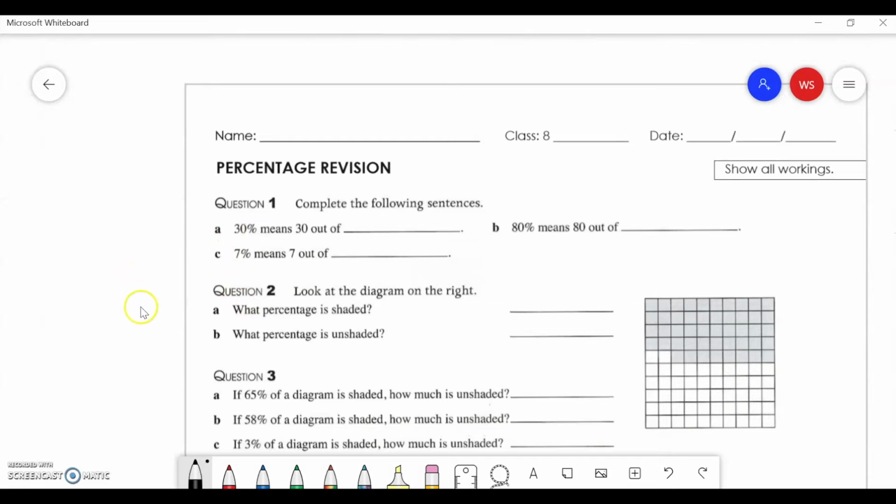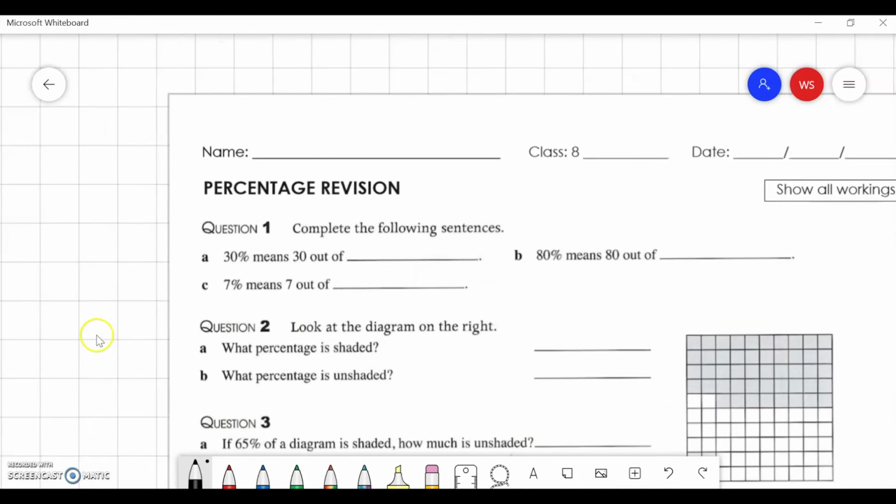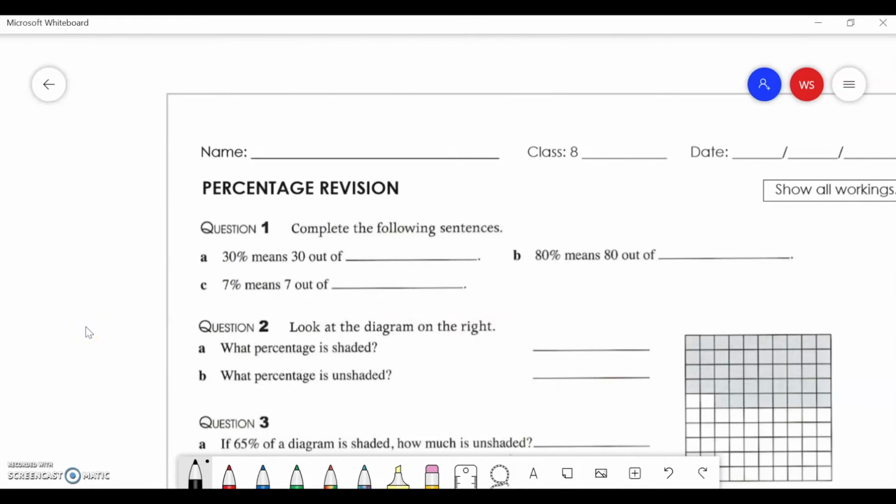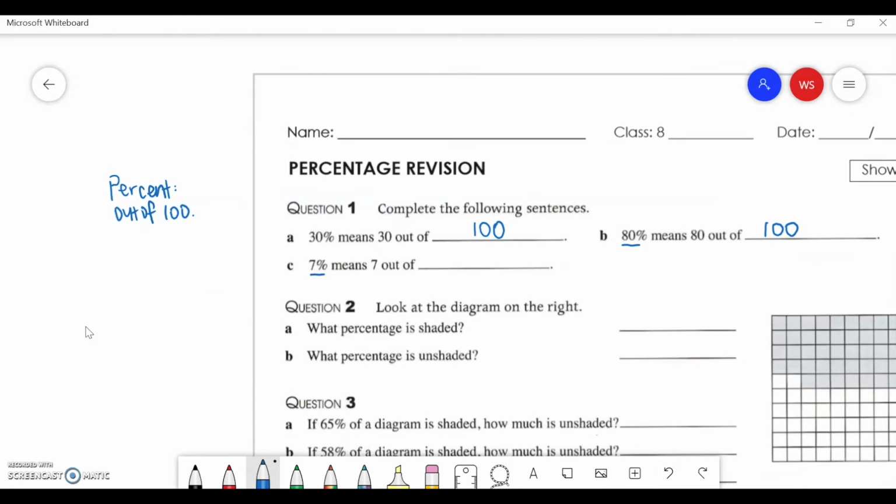Question 1, complete the following sentence. 30% means 30 out of. As we recall, percentages are always out of 100. Same thing for 1B. So 80% means 80 out of 100, because percentage is always out of 100. Same for 1C. So 7% means 7 out of 100.